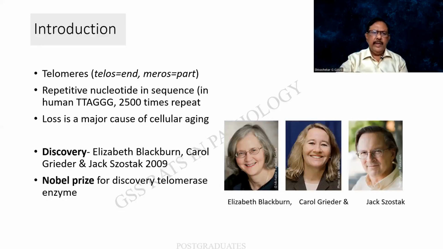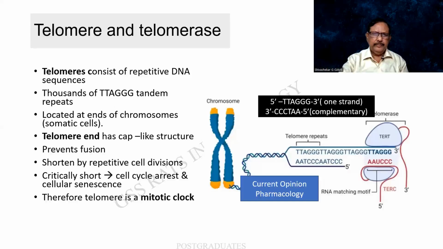There is a repetitive nucleotide sequence, TTA-GGG, that occurs 2500 times repeat. And therefore, a loss of this may cause the cellular aging. So this is an important diagram and a text for us to follow.